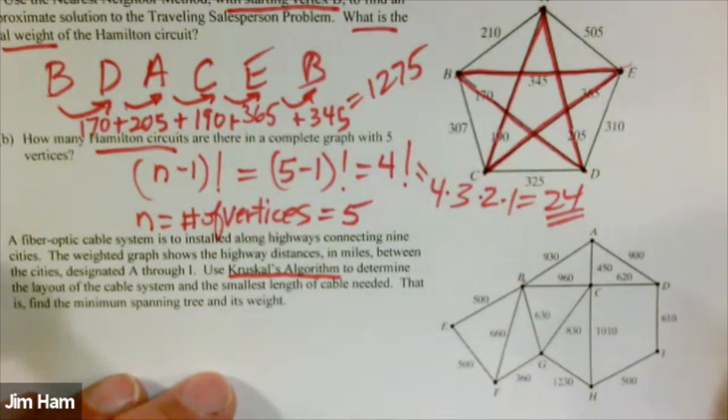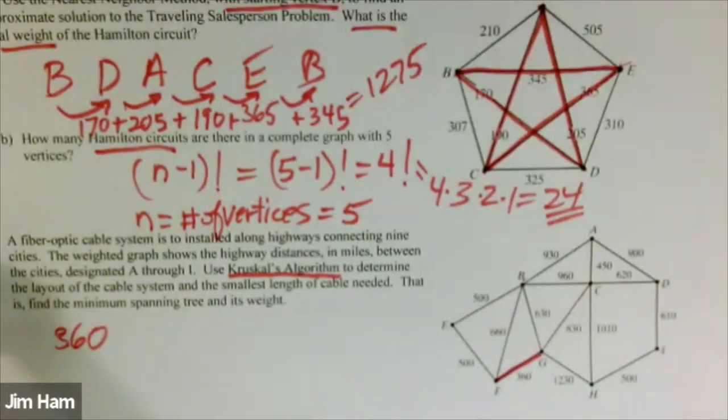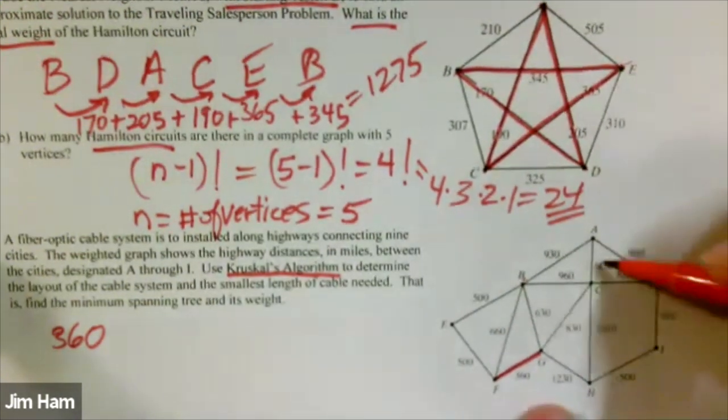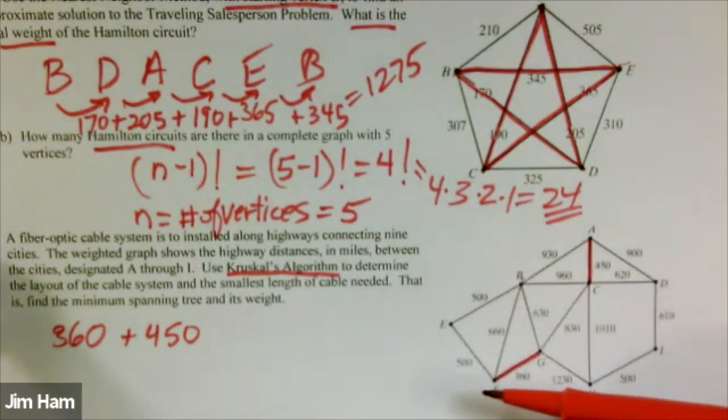All right, so what's the smallest? 360? Now I'm not going to write a path this time because a tree is not a path. So I'm going to indicate what's in my tree just by drawing these edges on here, and then I'll go count them up later. Is there a 400? Here's a 450. All right, so 450. And I don't think there's any more 400s. But for 500s, it looks like we've got 500, 500, 500. So just choose one of them.